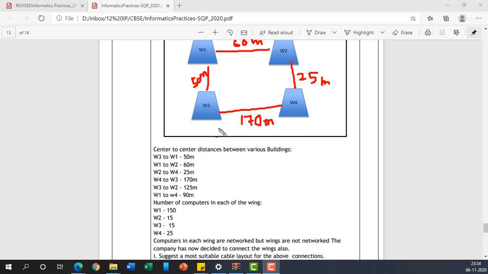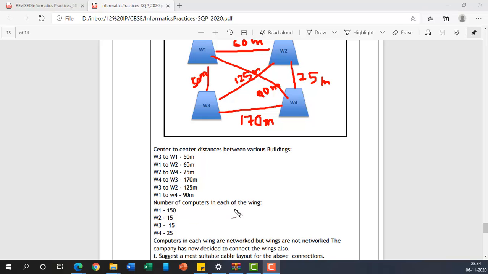W3 to W2 is 125. So here to here is 125. Okay, so I'm making just a rough diagram so that I have an idea. W1 and W4 is 90 meters. So here to here this distance is how much? 90 meters. Okay, this is 90 meters.